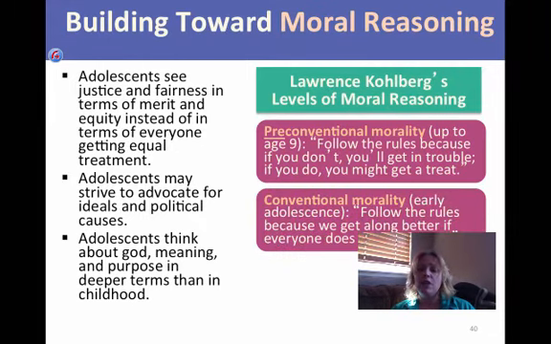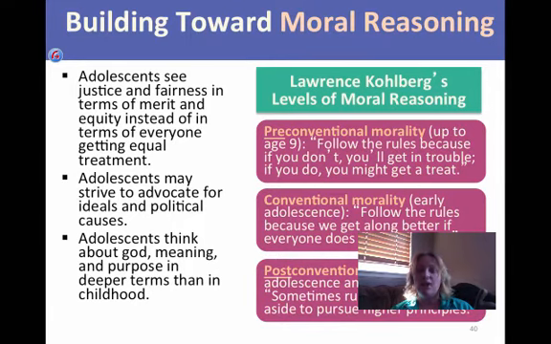Conventional morality is to follow the rules because we get along better if everybody does the right thing. This one is really about social harmony; our morals are set based off of this idea of social harmony. And then the last one is post-conventional morality. This is later adolescence and adulthood, and this is where sometimes rules need to be set aside to pursue higher principles.